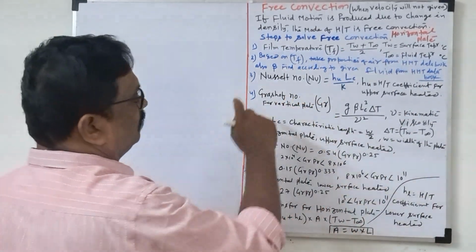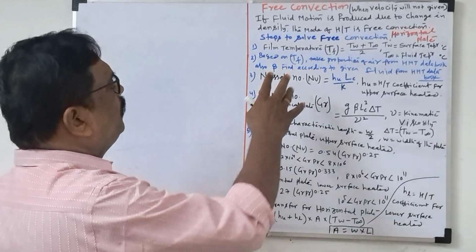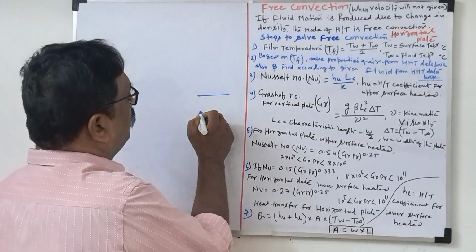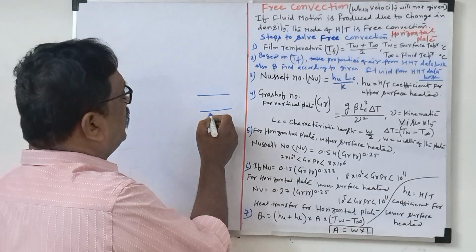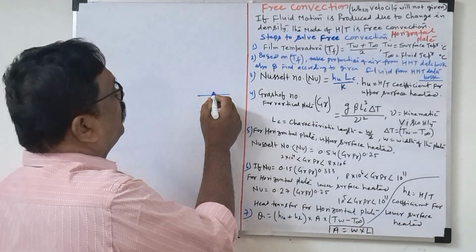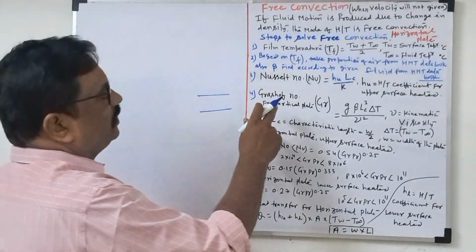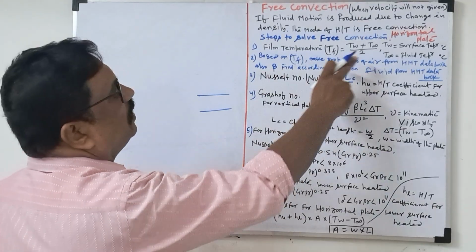Then the Nusselt number. In the horizontal plate, we first take the upper surface heated and the lower surface cooled. Next we take the lower surface heated and the upper surface cooled. This is the method we follow here, the concept behind the horizontal plate.